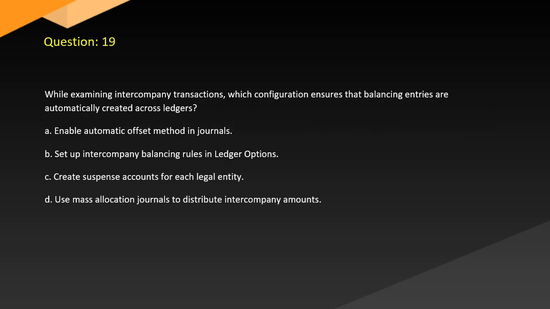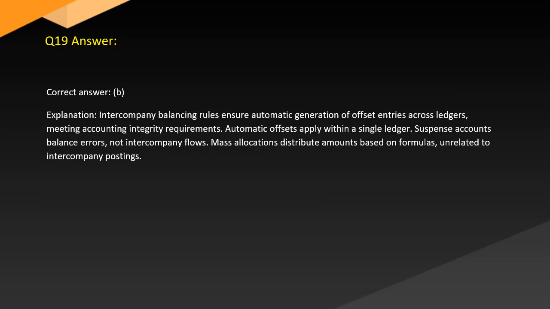Question 19. While examining intercompany transactions, which configuration ensures that balancing entries are automatically created across ledgers? A. Enable automatic offset method in journals. B. Set up intercompany balancing rules in ledger options. C. Create suspense accounts for each legal entity. D. Use mass allocation journals to distribute intercompany amounts. Answer. Correct answer. B. Explanation.